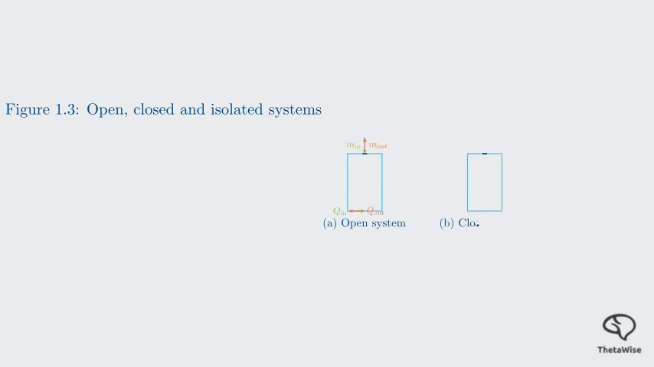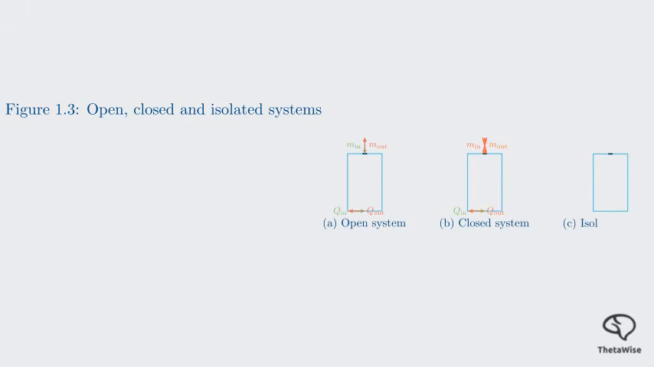Next is a closed system. This system can exchange energy, but not matter, with its surroundings. Now, imagine that same pot of boiling water, but this time it has a tightly sealed lid. Steam cannot escape, so matter is conserved. However, heat still radiates from the pot, transferring energy to the air. This is a closed system.